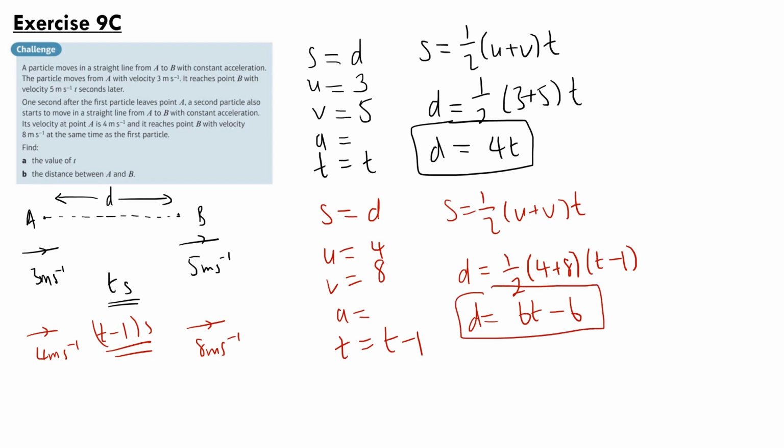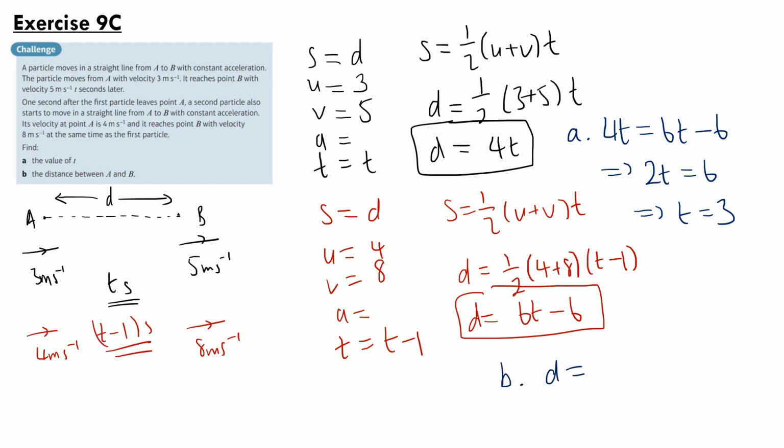So we can set these two equal to each other. Solving these two simultaneously, we have 4t equals 6t minus 6 because they both equal d, so we get 2t is equal to 6, and therefore t is equal to 3, and that is our answer for part A. For part B, we're asked to find the distance, so that's just d. So d is equal to 4t, so 4 times 3, and that is 12 meters. And those are our final answers.